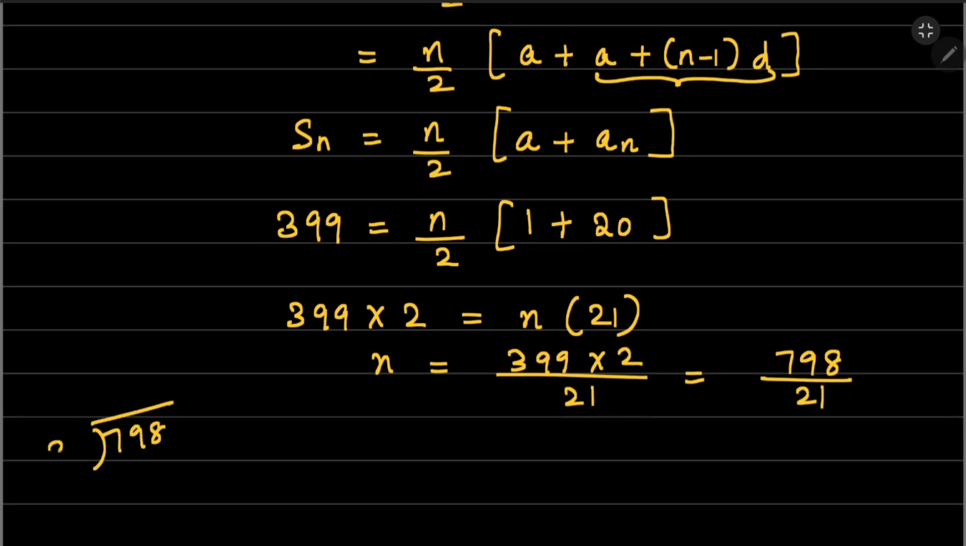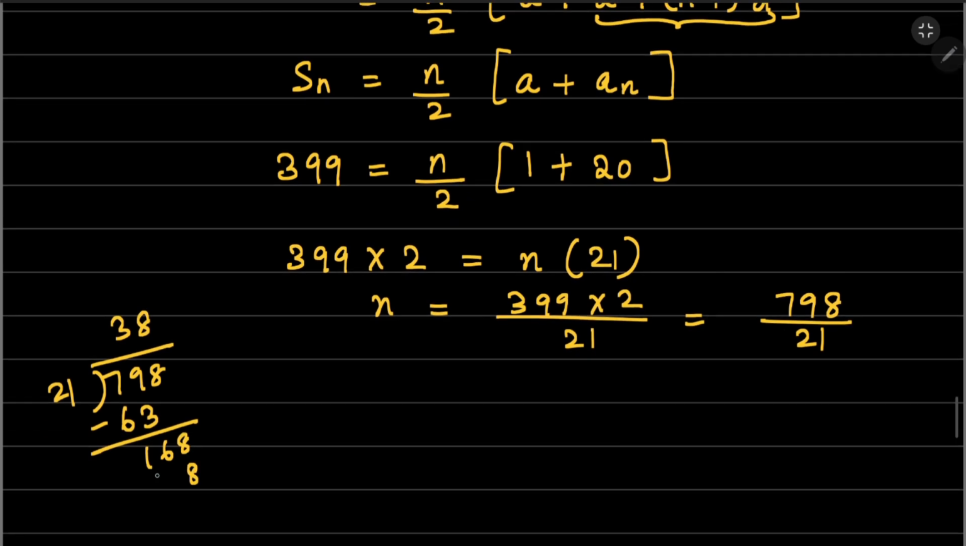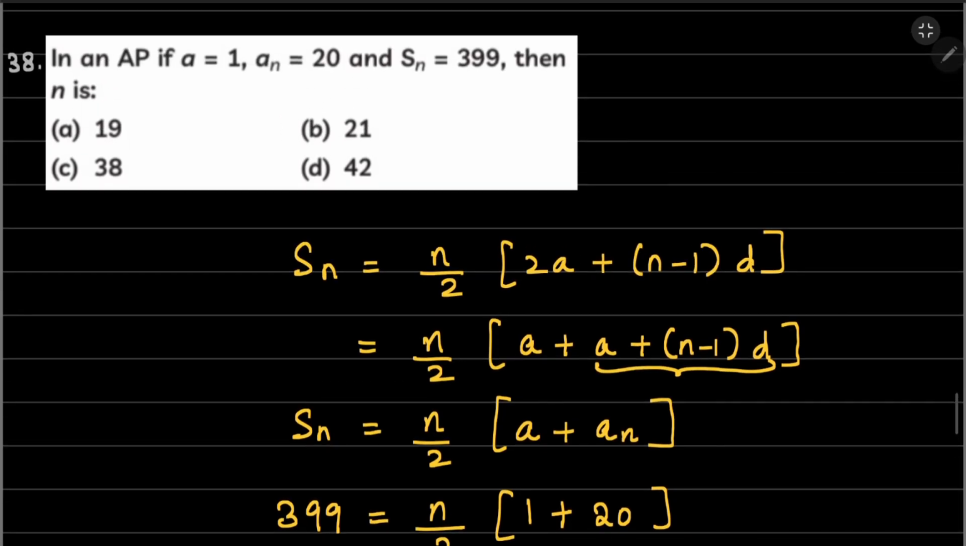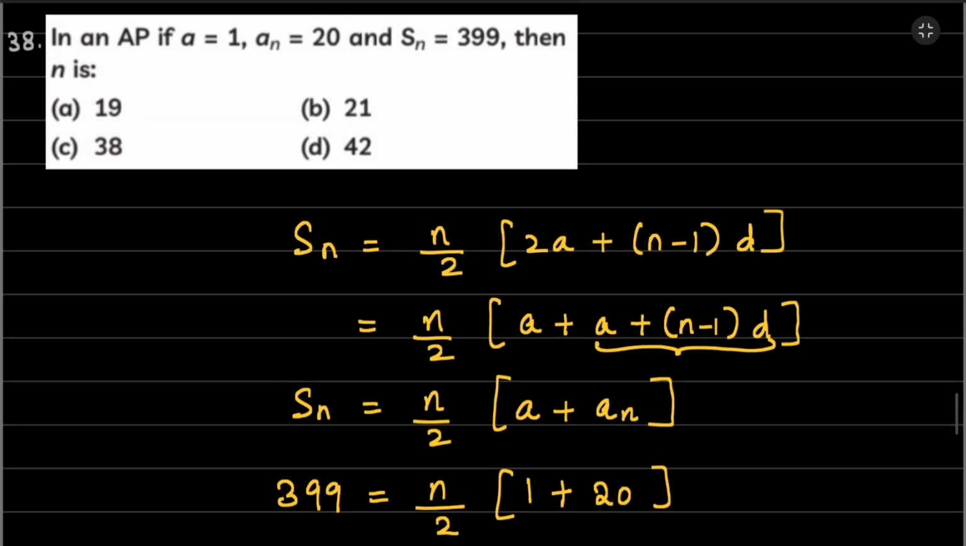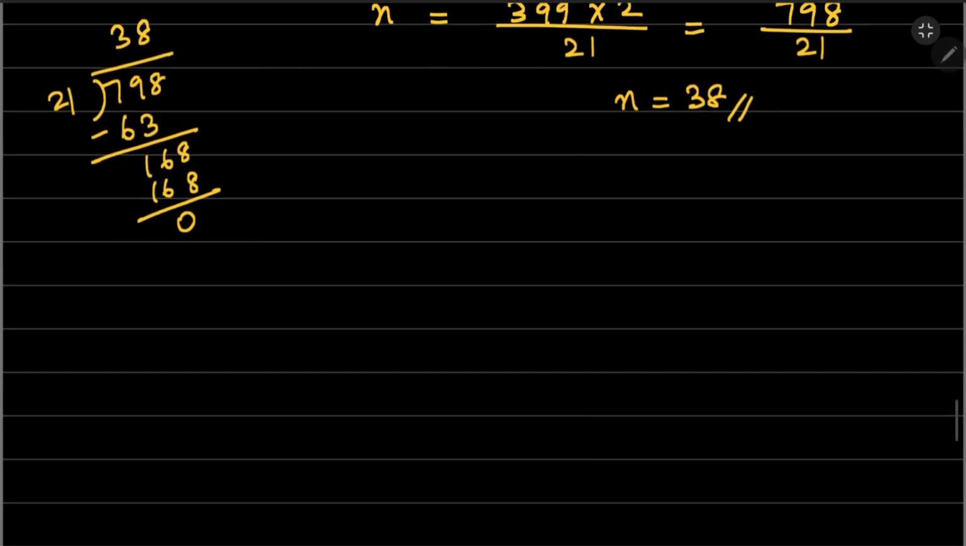798 divided by 21. So if you go with 3, 6 and then 6, 1, 8. So if you do it with 8, you have 21 into 8 is 168. So the answer for n is equal to 38 is the correct answer. Therefore, the number of terms in this AP whose first term is 1, whose nth term is 20, that is the last term is 20, and the sum of all terms is 399, the n value, the number of terms, is equal to 38. Let's move on to the next question.